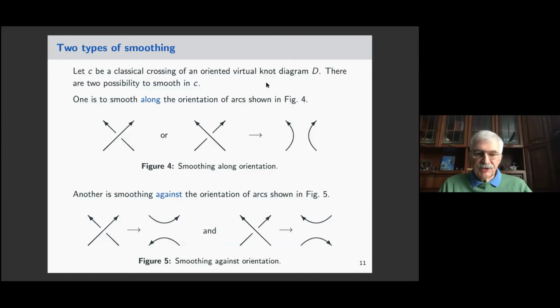But now we are going to use a slightly different smoothing. It's presented in figure 5. Suppose we have a classical crossing, and we use a smoothing which we call smoothing against the orientation in the following sense. This is something like presented in figure 5. So you have the underpassing arc, and you keep the orientation of this arc, but the other orientation is opposite, or against. So if you have a crossing of the first type or the second type, positive or negative, to each of them you can use the following rule to obtain a smoothing. After such a smoothing, you don't have crossings, but you still have some oriented diagram.